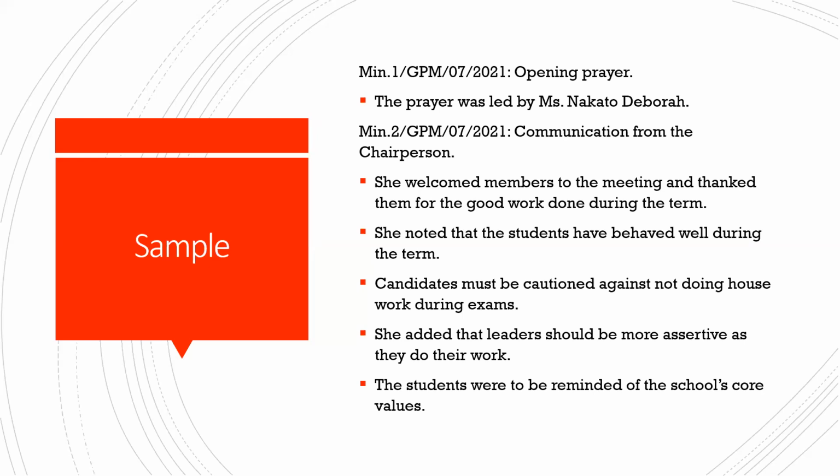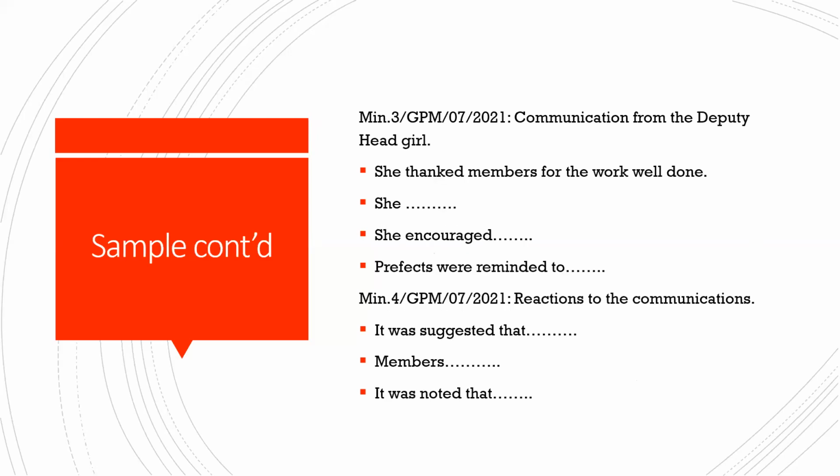Okay, so we have the various paragraphs. She welcomed members to the meeting. She noted that the students have behaved well. Candidates must be cautioned. So the tense remains past tense. And we don't have any names here. So like we agreed on earlier, you try not to mention names, except if someone presented a report or there's a crucial discussion that had been about them. So it would be important for their names to be mentioned. Or if you voted for people, then the name should also be mentioned.